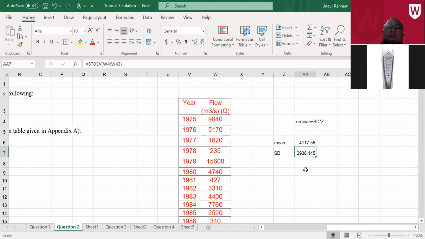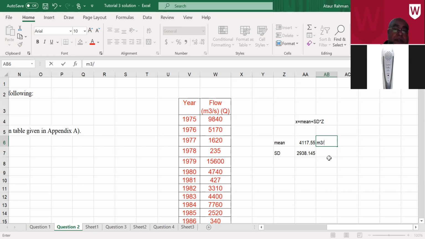So that is our standard deviation of the data. This unit will be in meter cube per second, both of them. This unit is in meter cube per second. This is also in meter cube per second.